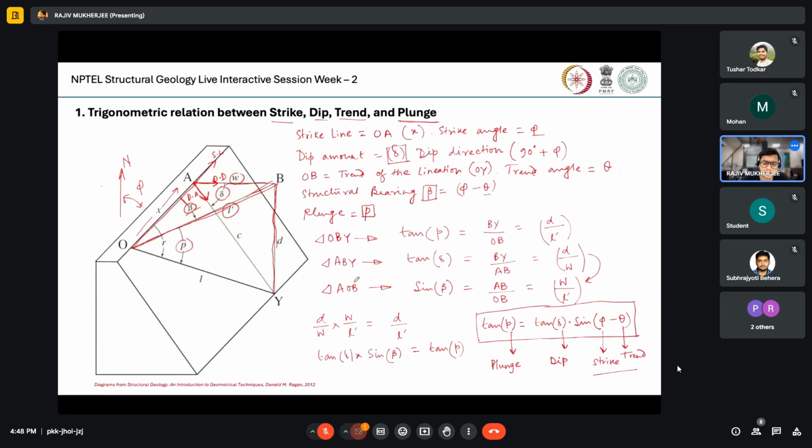So if anyone is having any doubt, they can please ask. So after deriving these trigonometric relations, we will go for solving some MCQ problems as in the previous week. Okay, so this was the first trigonometric relation between strike, dip, trend and plunge.